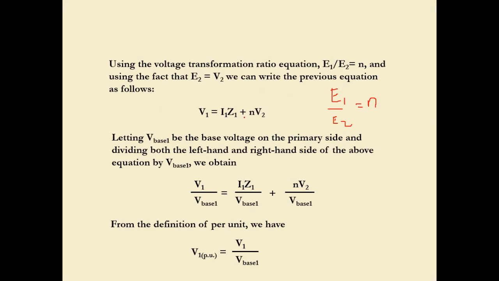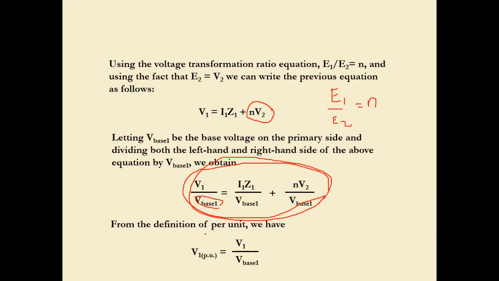So V1 equals I1 Z1 plus E2, and this is actually E1. From there, we let V base1 be the base voltage on the primary side, and dividing both the left hand and right hand side of the above equation by V base1, we obtain, so we try to make it per unit, V1 over V base1, I1 Z1 over V base1, as well as E1 over V base1. Everything we refer to the base voltage on the primary side, V base1.